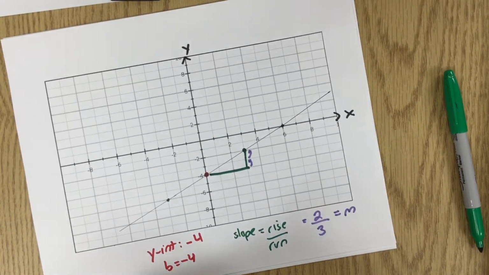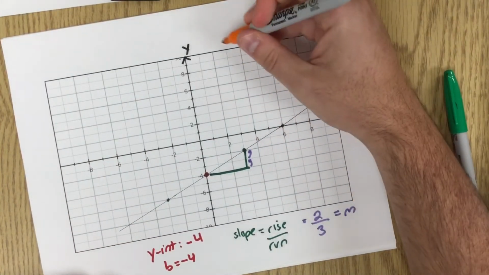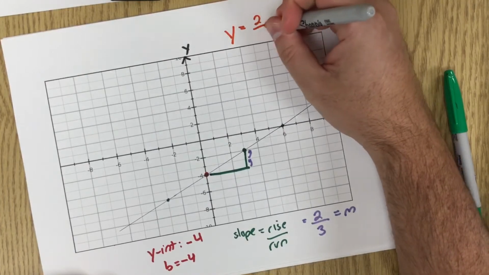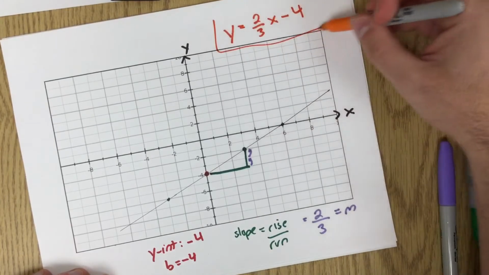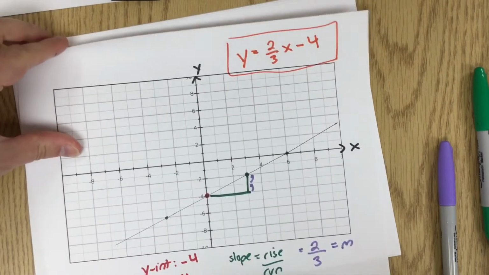And then putting that all together, if we want the equation, the equation of this line is y equals 2/3 x minus 4. And that's the equation of that graph over there. Let's do another one.